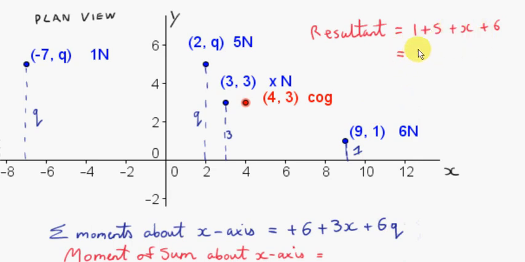Okay, so we get 12 plus x. That's the magnitude of the resultant force, and this force acts at the center of gravity of the system. So the sum of the moments of the 4 forces about the x-axis is equal to the moment of the resultant force of 12 plus x newtons about the x-axis. That's provided we position the resultant force at this point.